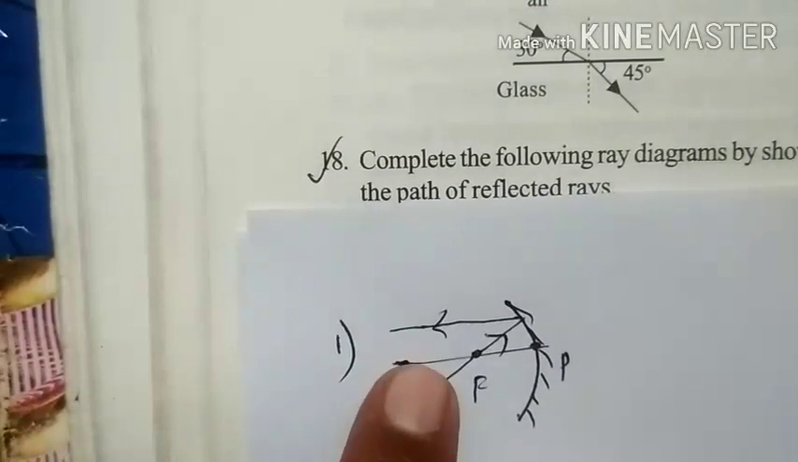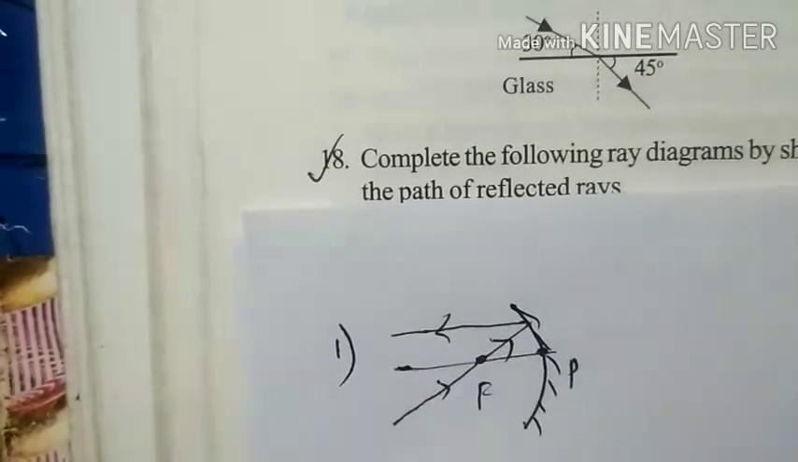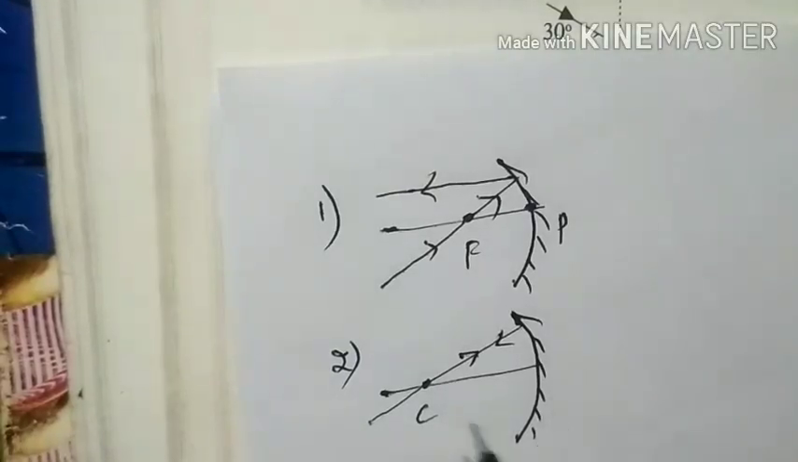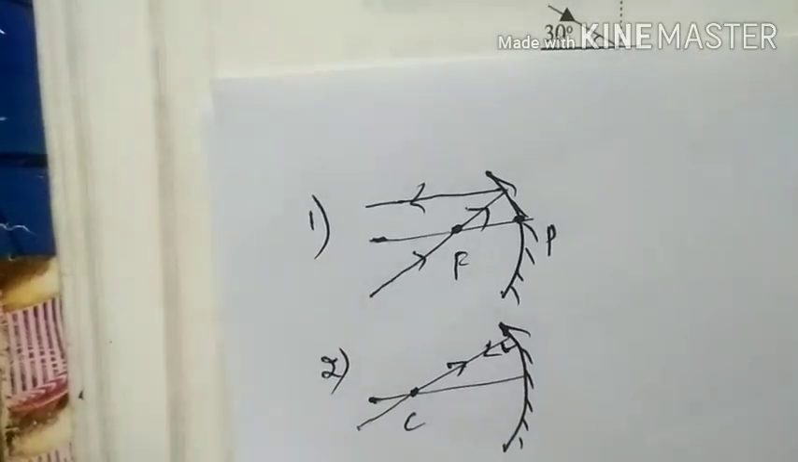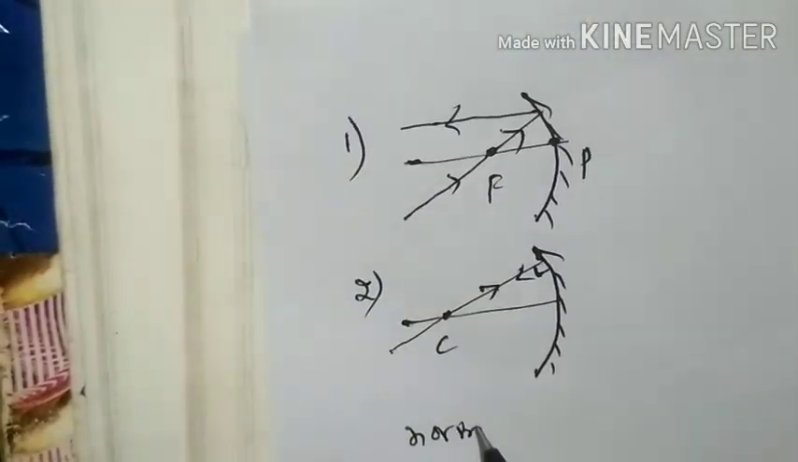If you complete this diagram, you will get 1 mark in the examination. That is the importance of learning the ray rules. Similarly, if the light ray is passing through the center of curvature, the light ray is incident along the normal, and again it is reflected back. Sometimes you will be asked to explain the reason. The reason is that at the point of incidence the light ray is incident normally. So the answer is normal incidence.